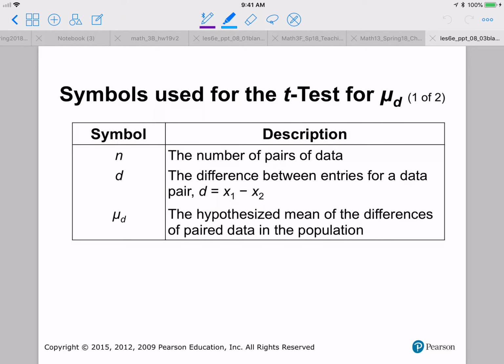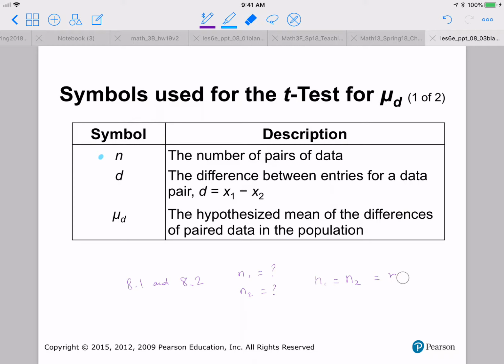And here we have on this slide just the notation that's being used. n is the number of pairs of data. Remember from sections 8.1 and 8.2, we were dealing with n1 and n2, so we would keep track of the size of sample 1 and the size of sample 2. Notice that because we're making the assumption that we're dealing with paired data, your sample sizes have to be the same. So there's no need to differentiate between n1 and n2. In this case, n1 is equal to n2, and we just denote it by n.